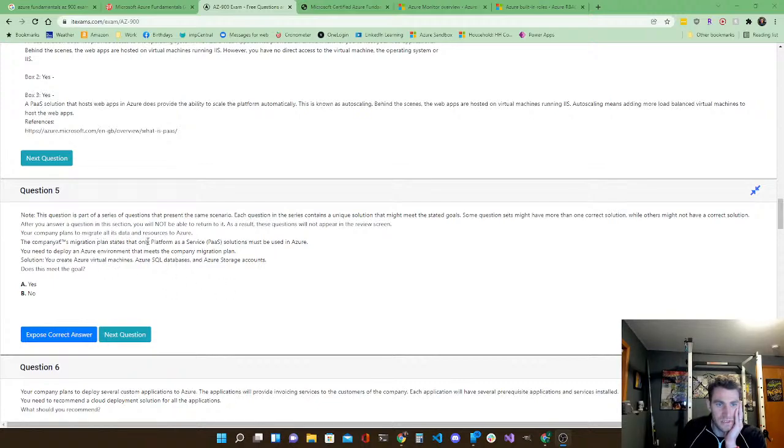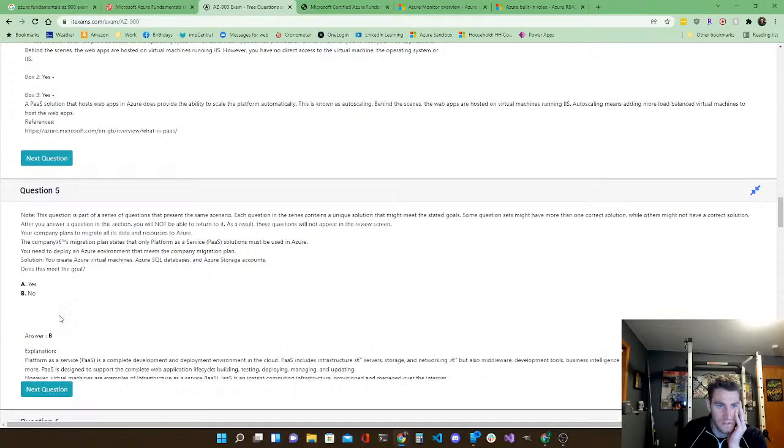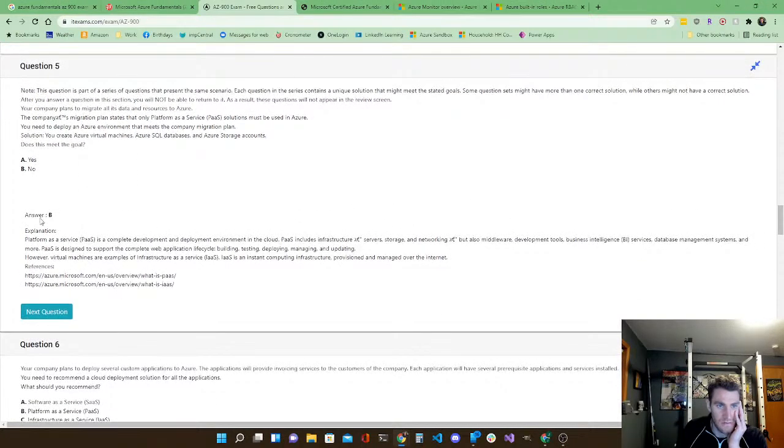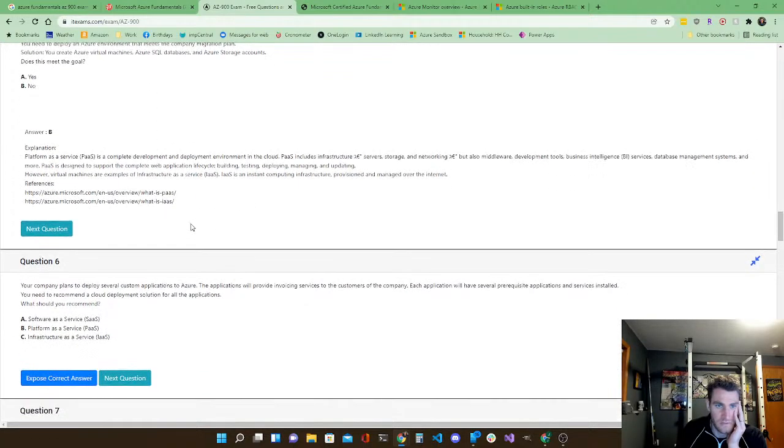The company's migration plan states that only platform as a service solutions must be used in Azure. You need to deploy an Azure environment that meets the company migration plan. You create Azure virtual machines, Azure SQL database, and Azure storage accounts. Does this meet the goal? This is the same as the one before, so VMs don't, so that would be a no. B, no, yep. VMs are infrastructure as a service.